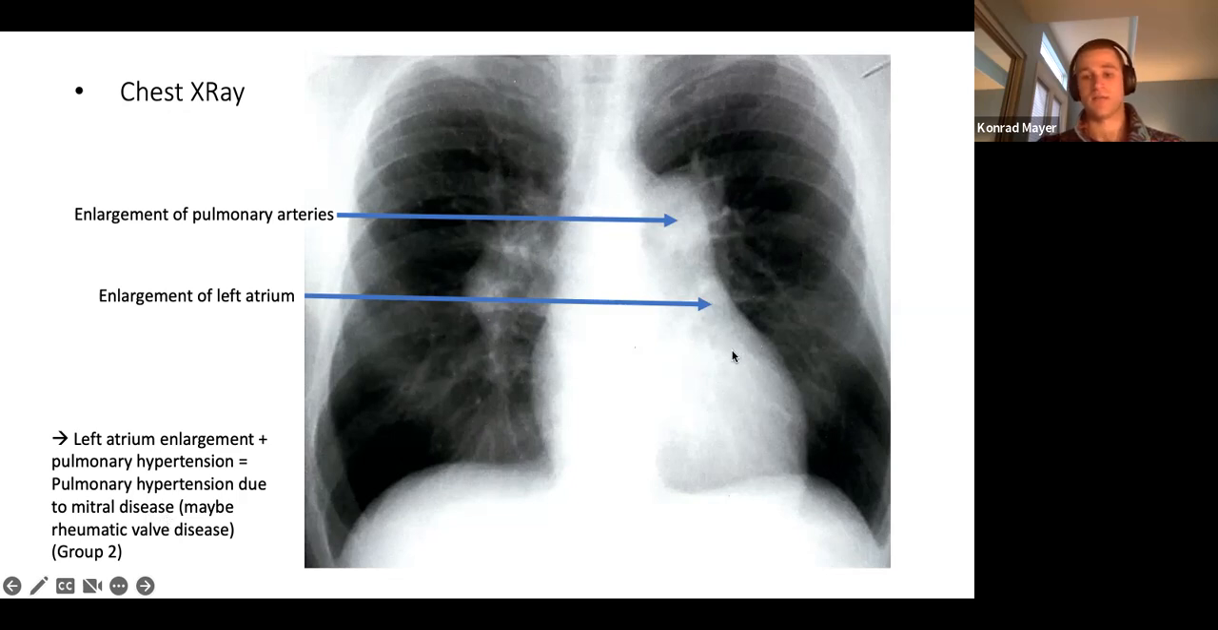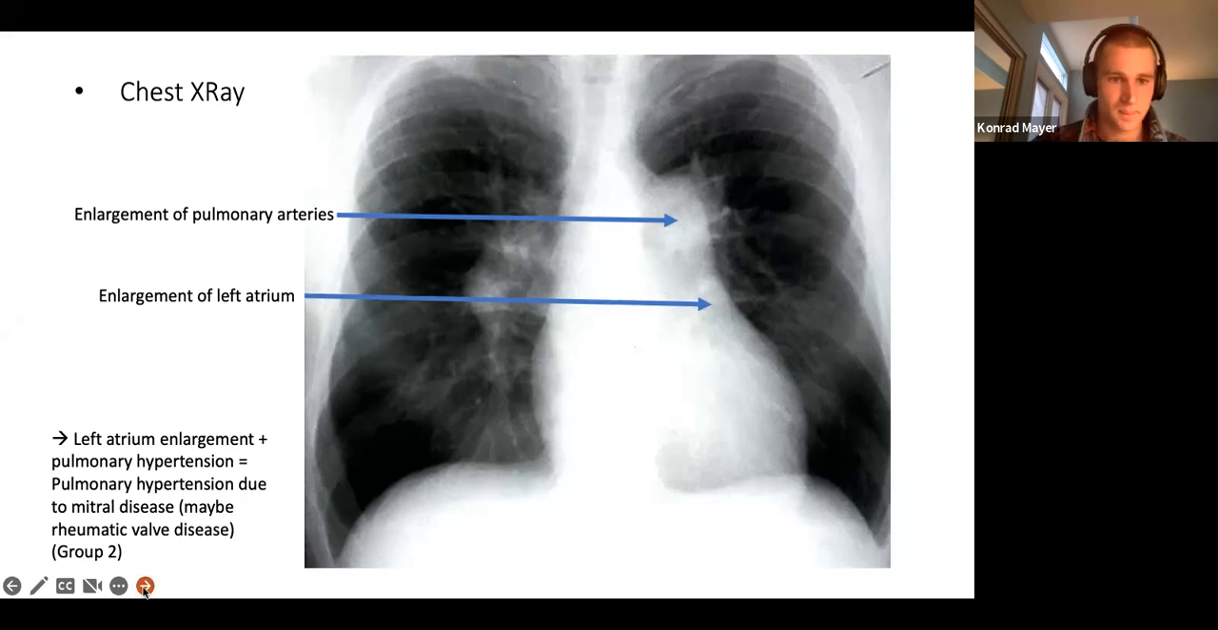And this can, for example, be a consequence of rheumatic disease and rheumatic valve disease. It is very common for rheumatic fever to lead to mitral stenosis. Yes, I think rheumatic heart disease can also lead to mitral regurgitation. Very true.